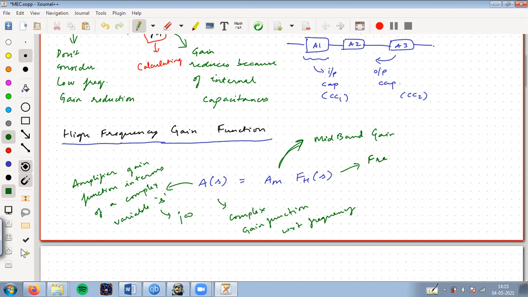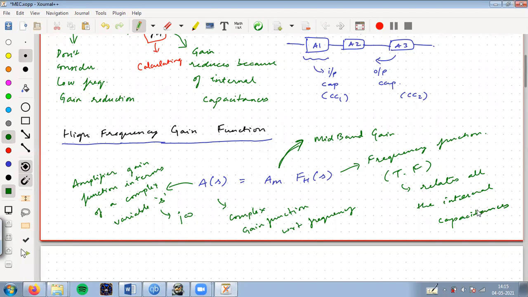So AM is the mid-band gain or the maximum gain which I can get, and FH(s) is a frequency function. It's actually a transfer function which relates all the internal capacitances. All the internal capacitances form a circuit. So if I take the transfer function of that circuit, that should give me FH(s).